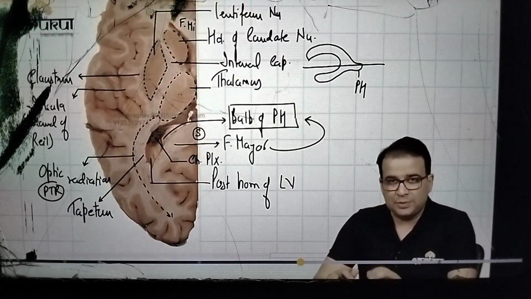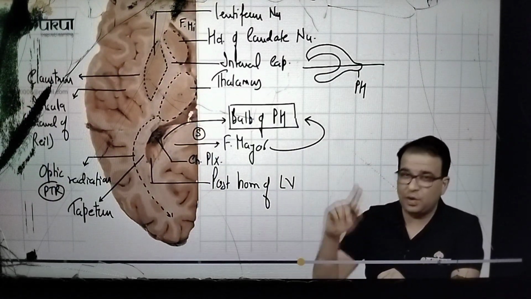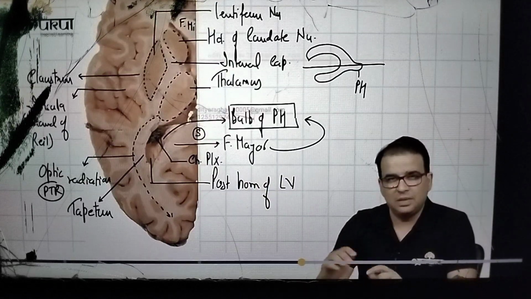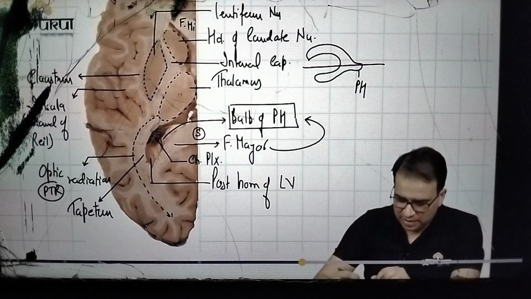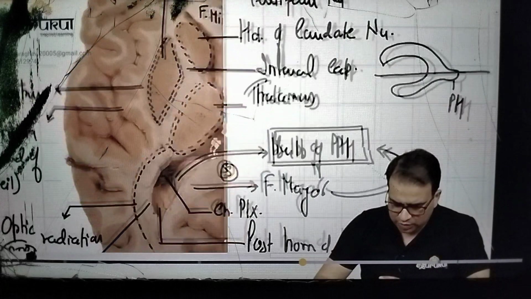Internal capsule, and the relations of internal capsule is quite clear here. The caudate nucleus, the head of the caudate nucleus, the thalamus, and the lentiform nucleus present laterally. Lateral to lentiform nucleus is the claustrum. Appreciate the white matter here, that is the internal capsule. And just to add one more thing to it, guys, this is called as internal capsule.